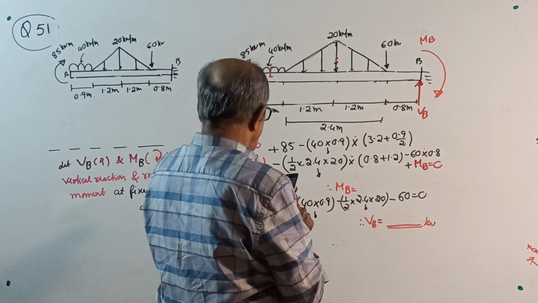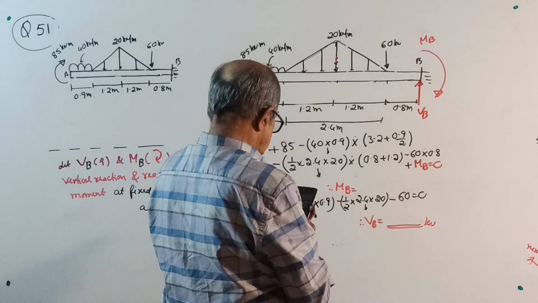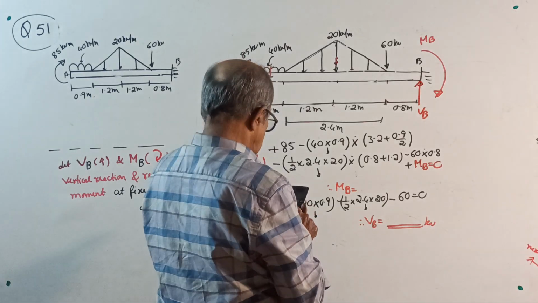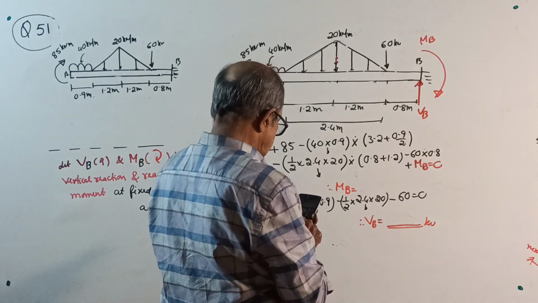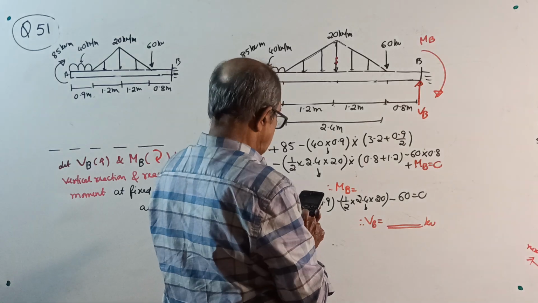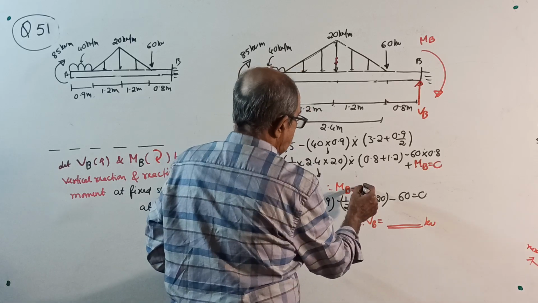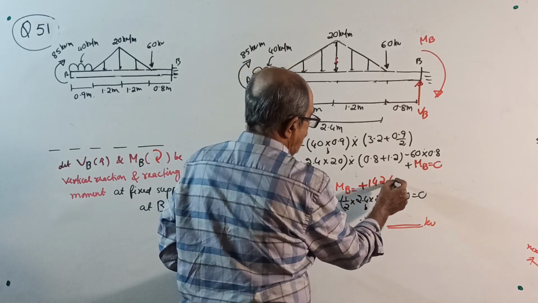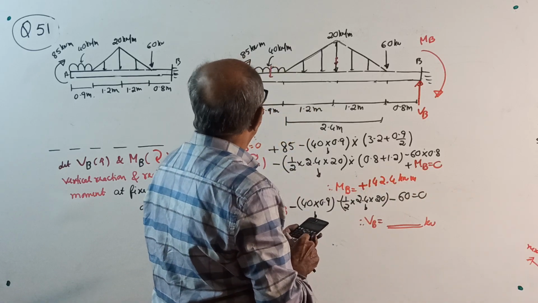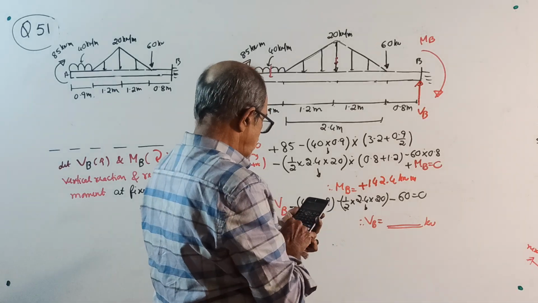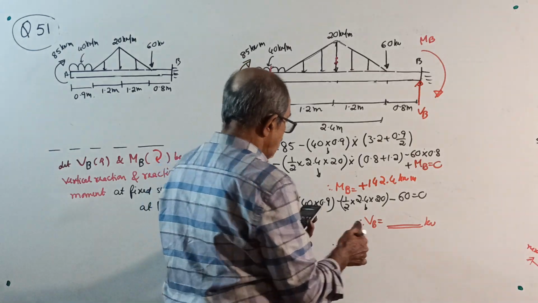85 minus 40 into 0.9 into (3.2 plus 0.9) divided by 2 minus half into 2.4 into 20 into (0.8 plus 1.2) equal to minus 60 into 0.8. 142.4 kilonewton meter. 20 into 0.4 is... Okay, maybe correct. Sigma V equals 0: 0.9 plus half into 2.4 into 20 plus 60 is 120.